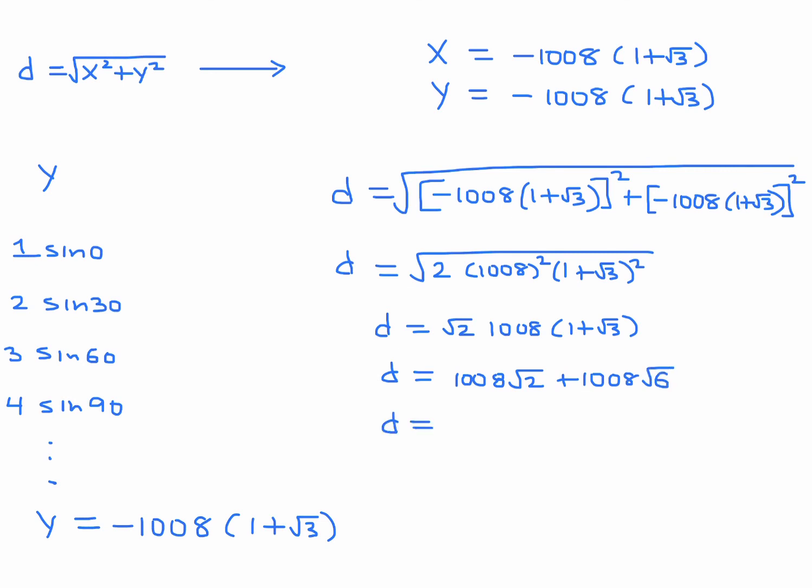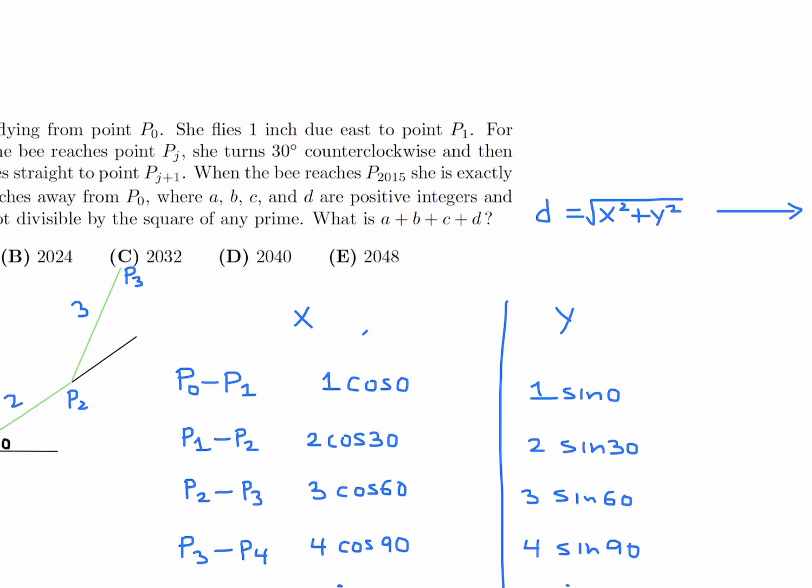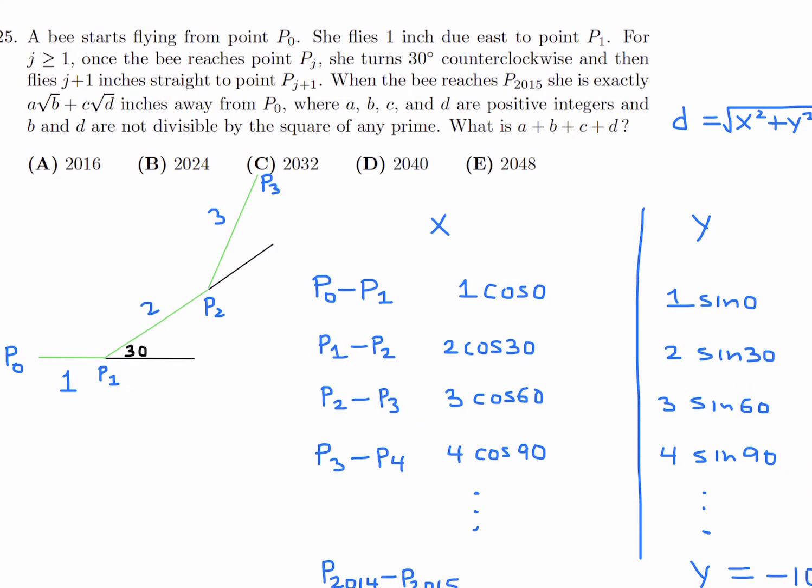And if you remember at the very beginning, they told me that that distance is of the form a times root b plus c times root d, and they wanted you to figure out a plus b plus c plus d. Well, a in this case is 1008, b in this case is 2, c is 1008, and d in this case is 6. So that's 2016 plus 8, which is 2024. So that is the answer to a very challenging question, number 25. The answer is B.